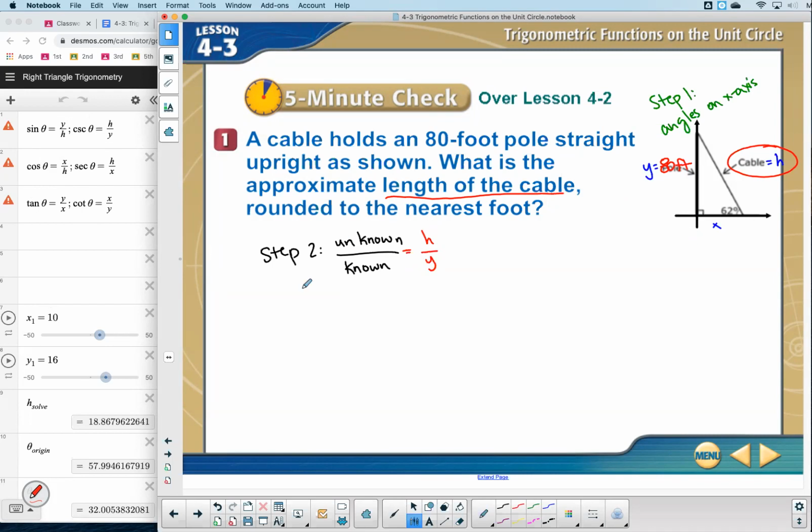Which one has h divided by y? Only one of them will. 5, 4, 3, 2, 1. The DOL isn't open.